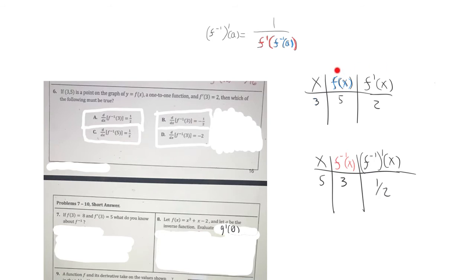So you could always make a table that pertains to the original function, and you could always very easily make a table pertaining to the inverse of the original function, and at least fill out one row. If you have one row filled out here, well, guess what? You can fill out a row here.